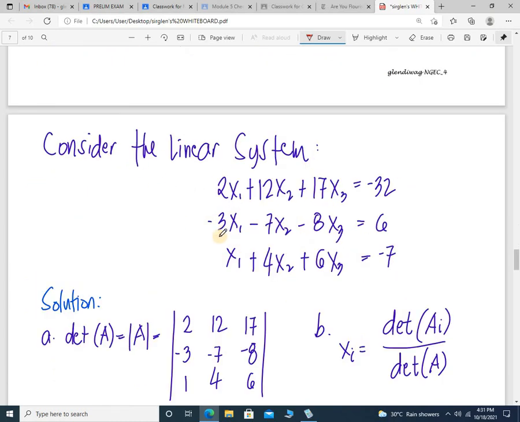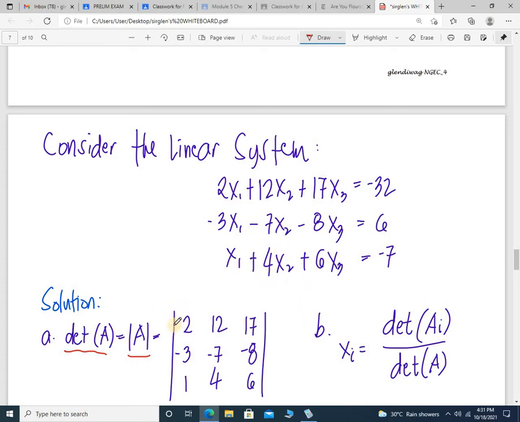So we have the linear system in x sub i form. And the first step is to take the determinant. Again, you could write it in this manner or in this manner. So take the determinant of A. Capital A here is actually the matrix A, in which these are the coefficients of the x sub i. So the first column should be the coefficients of x sub 1, the second column the coefficients of x sub 2, and the third column the coefficients of x sub 3.